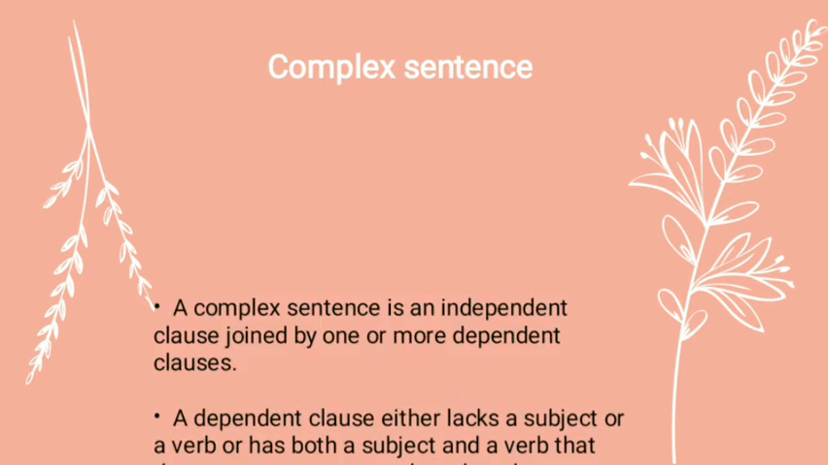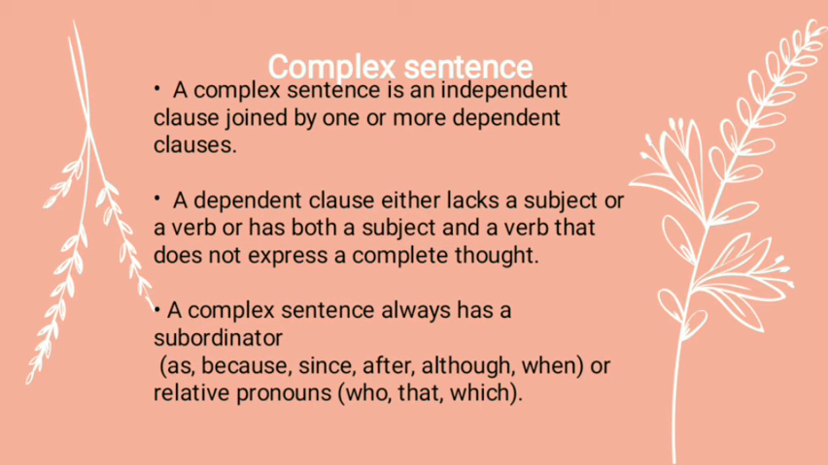Complex sentence. A complex sentence is an independent clause joined by one or more dependent clauses. A dependent clause either lacks a subject or a verb, or has both a subject and a verb but does not express a complete thought. A complex sentence always has a subordinator, such as as, because, since, after, although, and when, or relative pronouns who, that, and which.